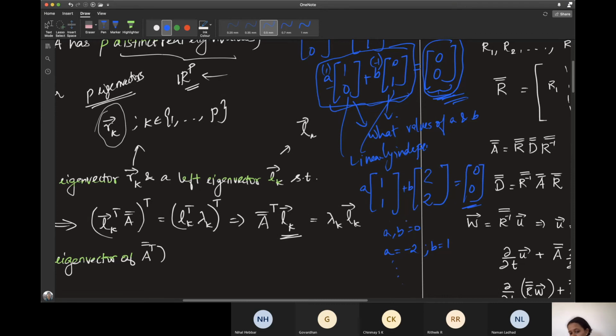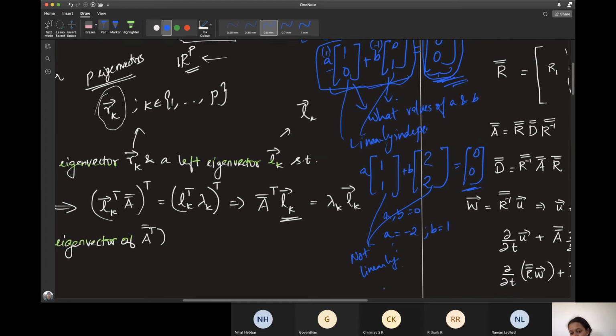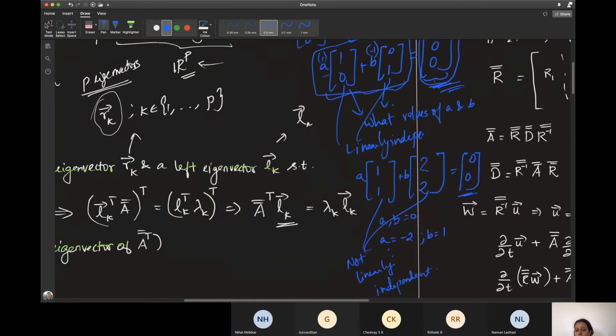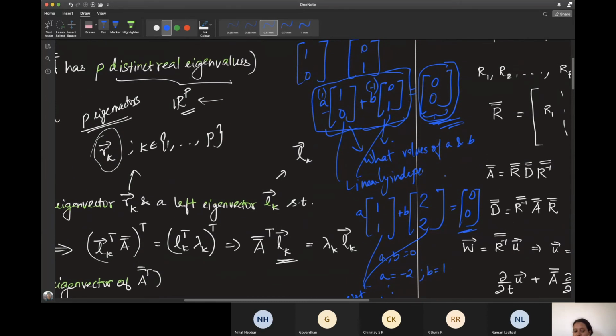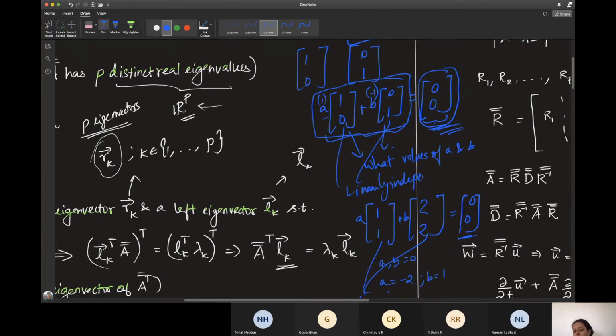Similarly, you can have many possible values for a and b here. So now these vectors are not linearly independent. They are linearly dependent. Is it clear? Yes, ma'am.